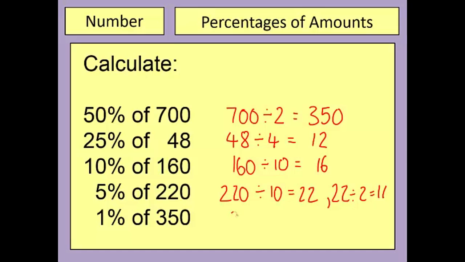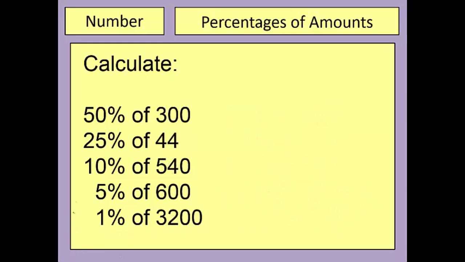And finally 1% is to divide by 100. So if we divide 350 by 100, we get 3.5. Okay, here are 5 for you to have a go at. Press pause, have a go yourself, and then press play, and I'll take you through the answers.